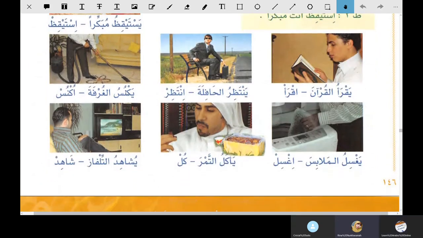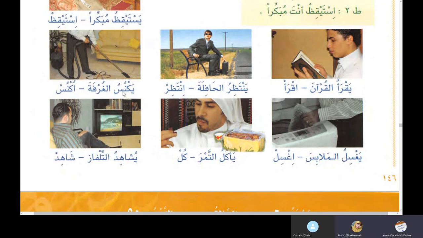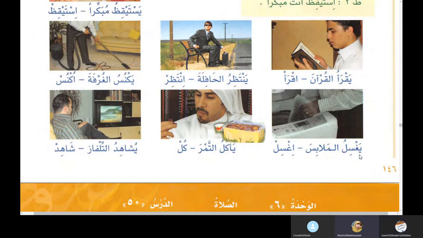Okay. So again, next is Ahmad yaknusu gurfata. And then the answer is uknus anta gurfata. Okay. Next. Ahmad yafsilu malabisa. And then the answer is iksil anta malabisa. Fail amr always has a sukoon at its end. Iksil antal malabisa.